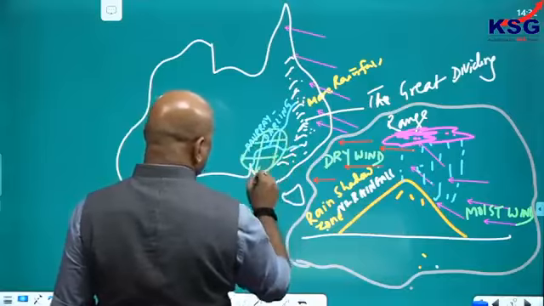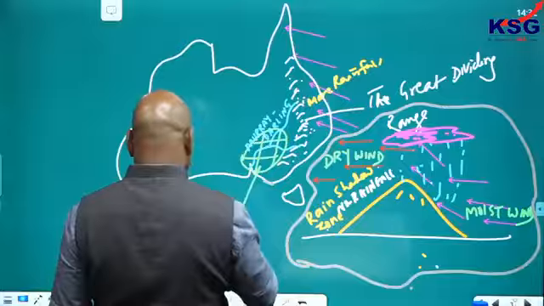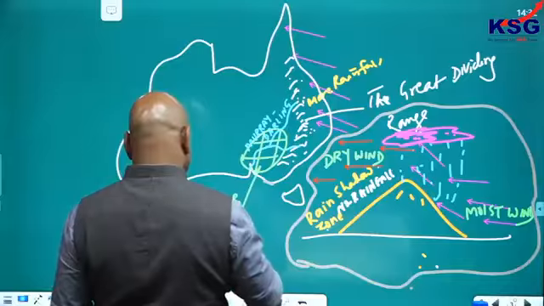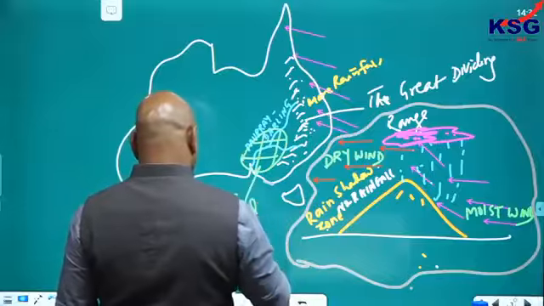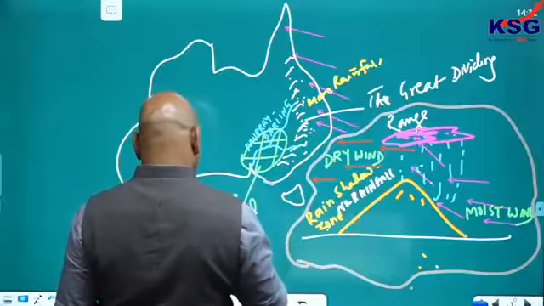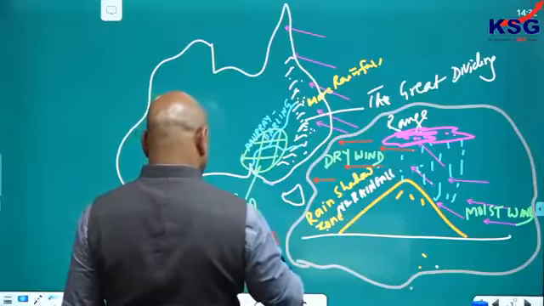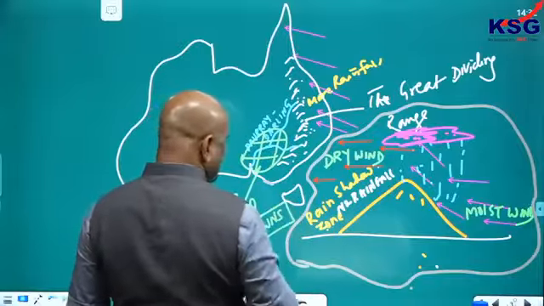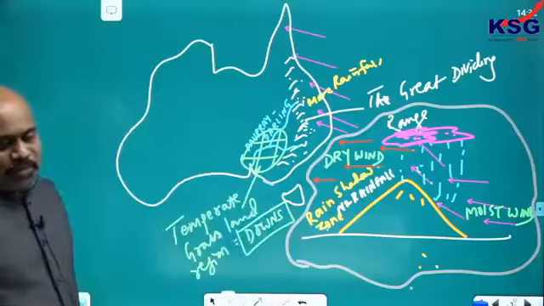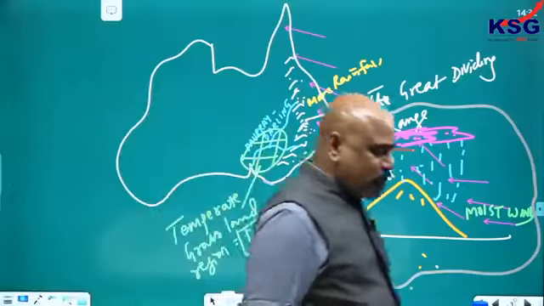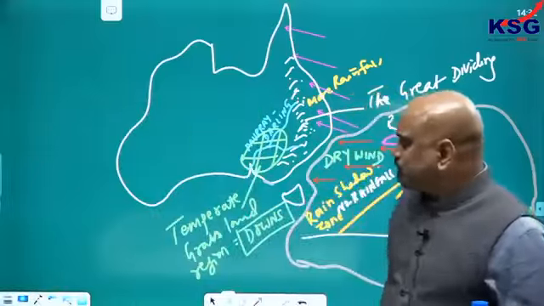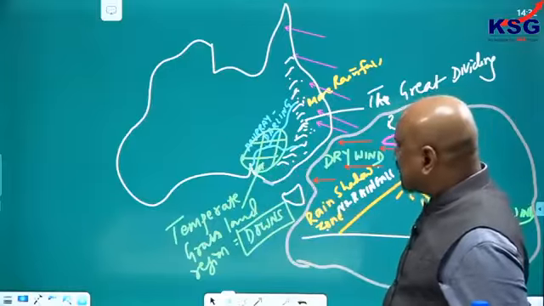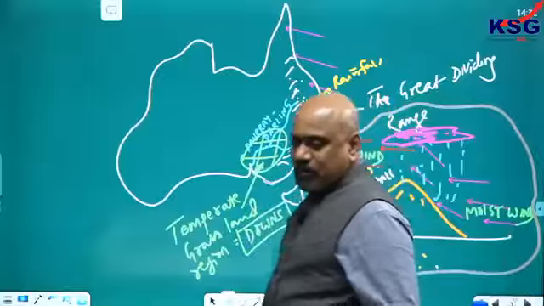This is the Murray-Darling river valley, and this region has very good grassland known as temperate grassland. Temperate grassland in this region is known as downs, D-O-W-N-S. Downs temperate grassland is what you will find here, okay.